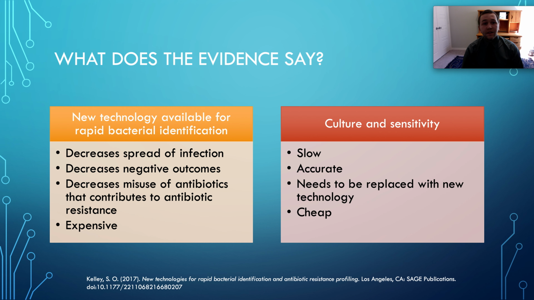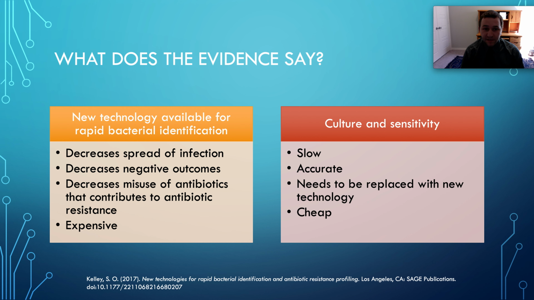So I did a little research. There are a lot of new technologies available for rapid bacterial identification. By doing this, we're decreasing the spread of infection by getting the right drug to the bug sooner. By decreasing negative outcomes, we are identifying the bacteria so that the patient doesn't become septic.